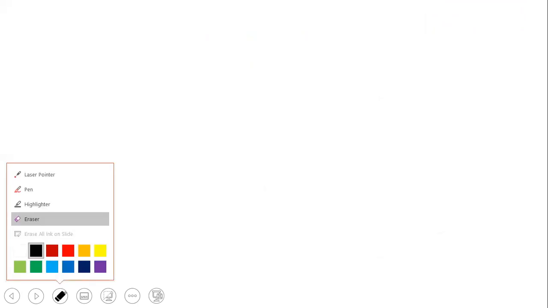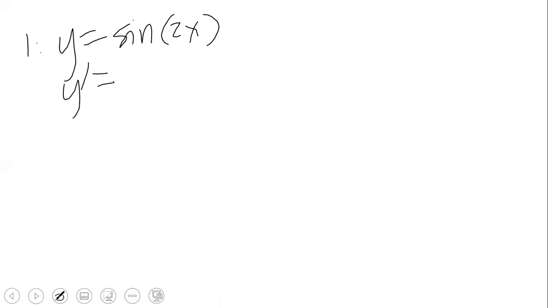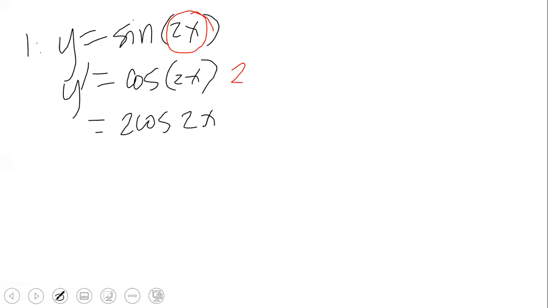Let's have number 1. So, y equal to sine 2x. So, kapag dinifferentiate natin itong y equal to sine 2x, y prime, that will be the derivative of sine is cosine. Kopyahin natin yung angle na 2x. Tapos, yung derivative ng angle, yung dx, that will be 2. So, kung i-rewrite natin to, therefore, this will be 2 cosine 2x.